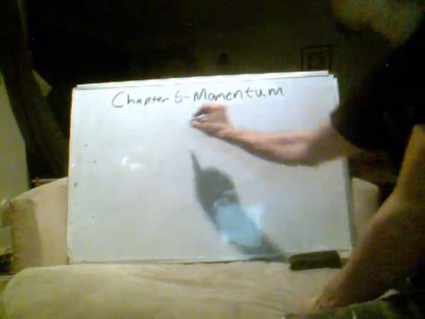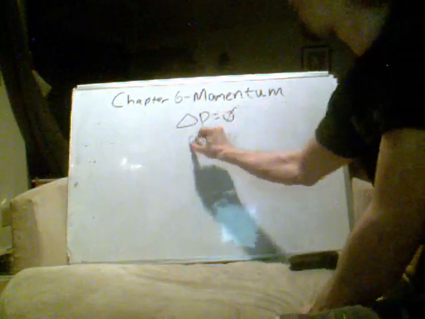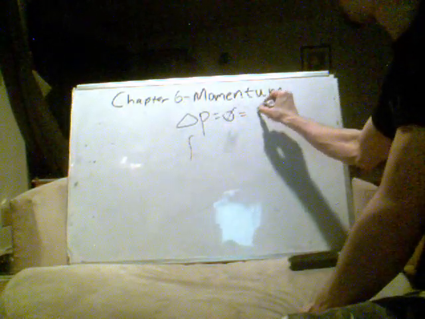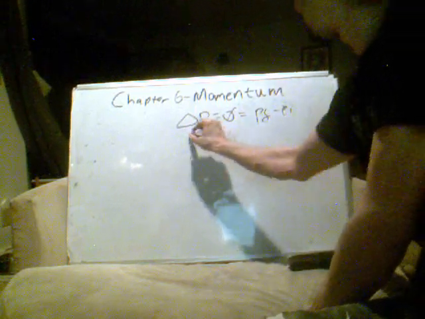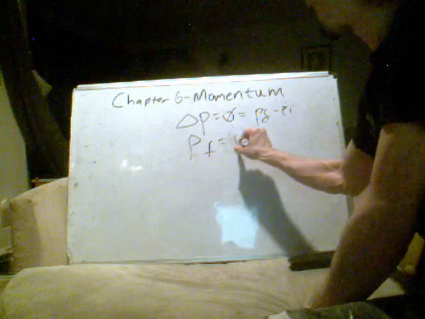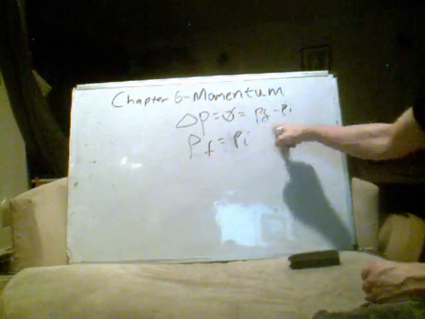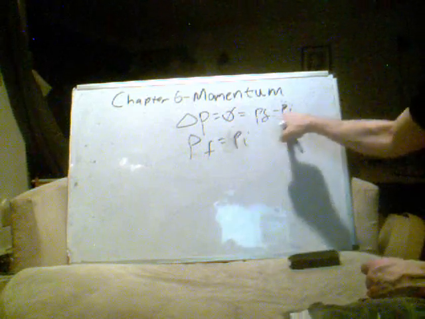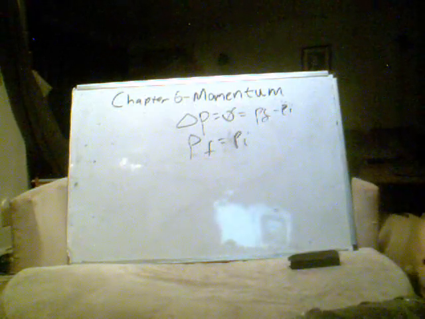Another way of saying that is change in momentum equals 0. Or, because change in momentum is final momentum minus initial momentum, you could also say the final momentum equals the initial momentum, right? If you take final momentum minus initial momentum equals 0, we just add the initial momentum to the other side. We can very clearly see, very straightforwardly, that they're equal.